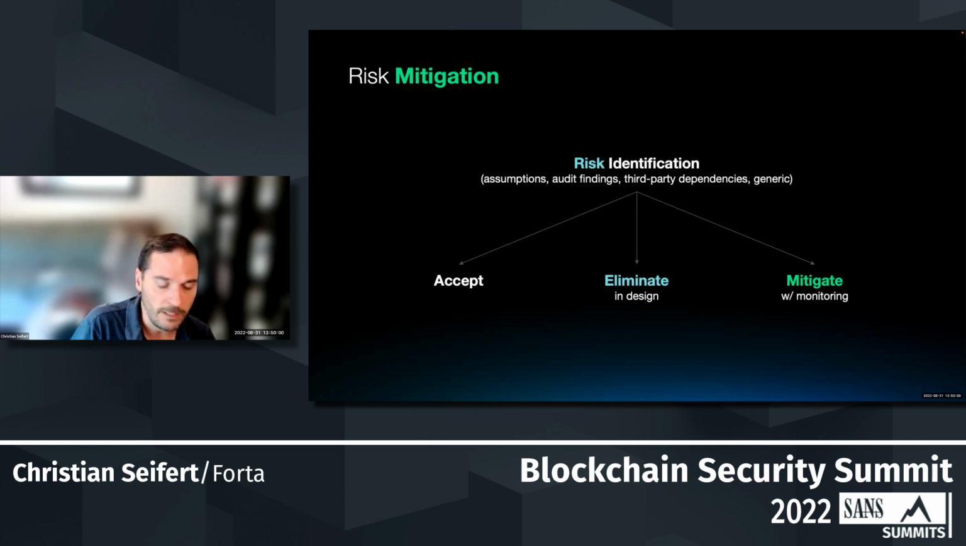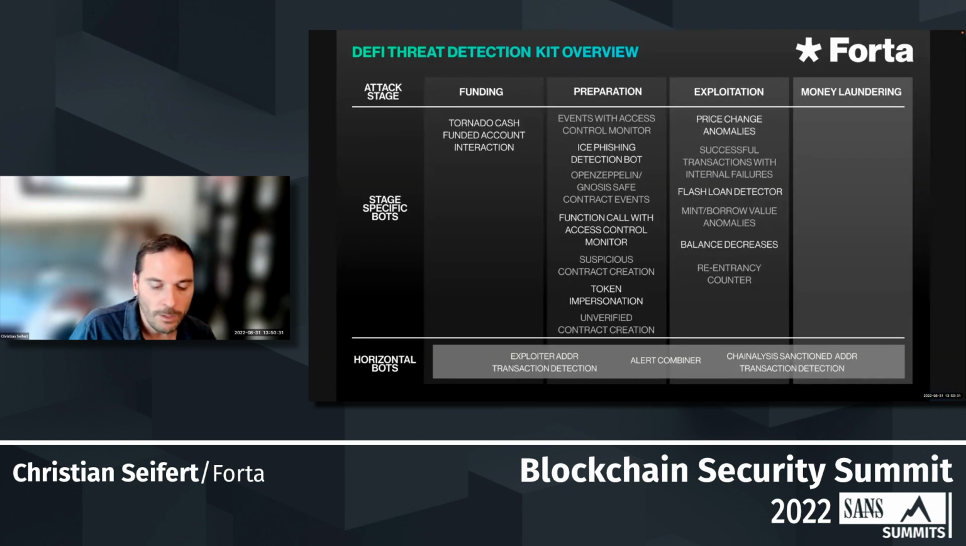You can accept the risk. You can eliminate it either through changes in the design or code changes, or you can reduce the risk through on-chain monitoring after deployment. So once you've identified the risk, you prioritize it, you know which ones are eliminated, and which ones remain that you now want to monitor more closely. And there is a variety of paths that you can take.